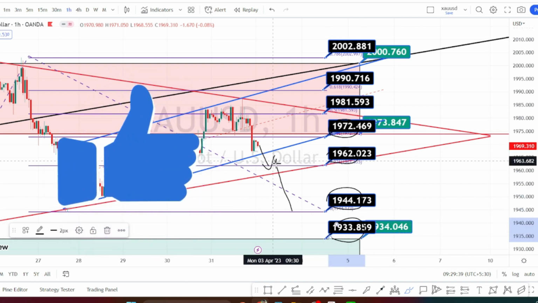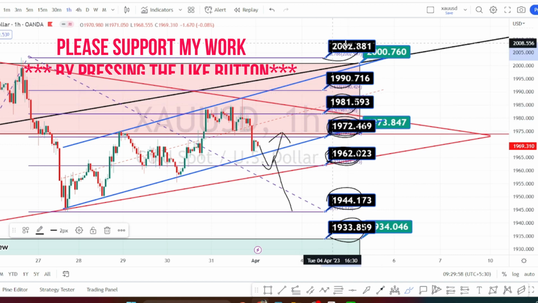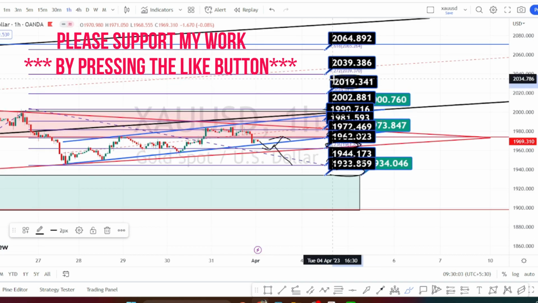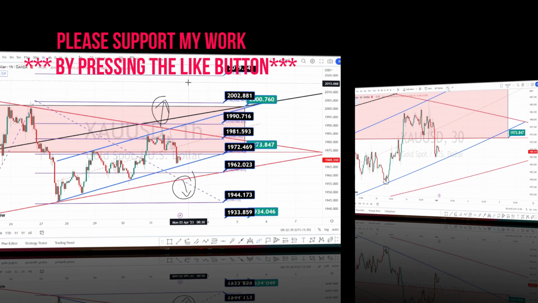And on the bullish side, if the price action takes support on the support level of 1962 and bounces back on the bullish side retracement, the immediate resistance is going to be around 1972, 1981, 1990, 2002, 2019, 2039 and 2064. Let us look at the price action in 30 minutes time frame.